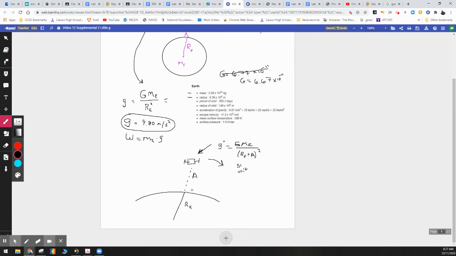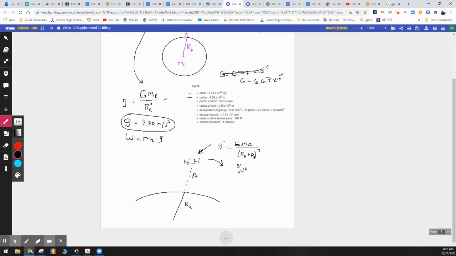So the higher up you are, as you increase the radius here, this number gets bigger. Therefore, this value gets smaller. So the further you are away from the Earth's center, the gravitational field strength decreases.